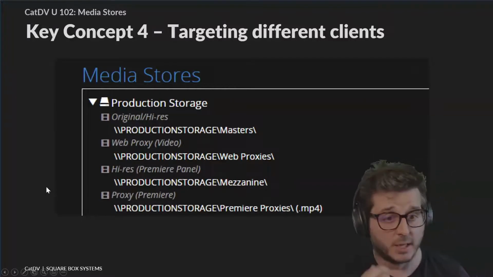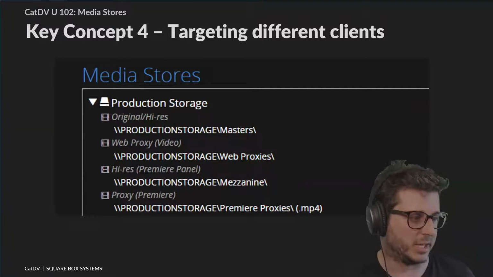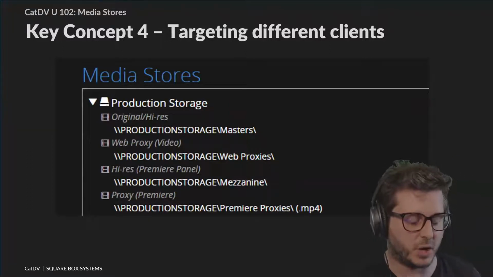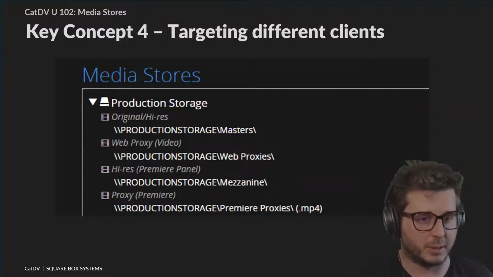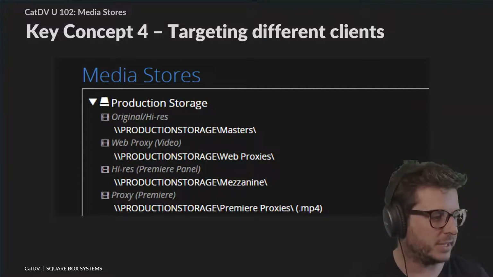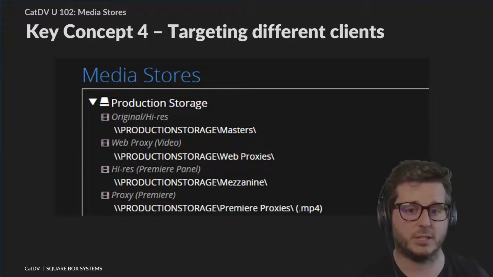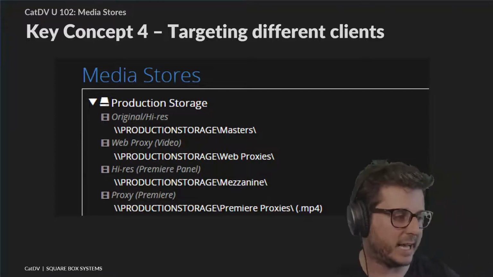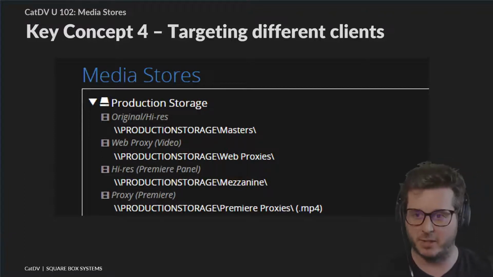So that's one option. Another option would be an NLE panel. We're going to talk about Premiere, but the same target applies to Final Cut as well. It's a different target, but you can target Final Cut specifically. So here I've got my high-res location on production storage masters. I've got my web proxies in production storage web proxies. But I've now got a high-res mezzanine, if you like, that Premiere is going to use.